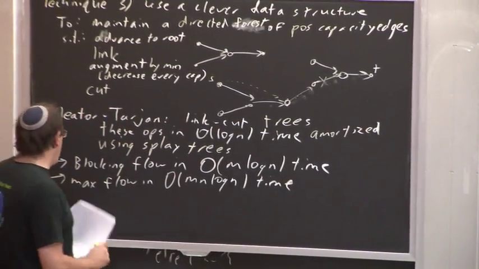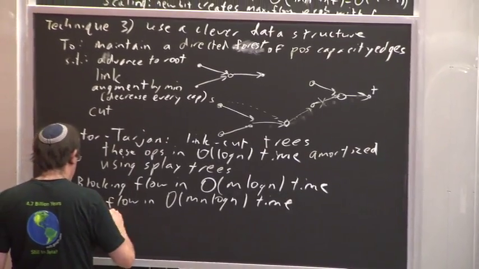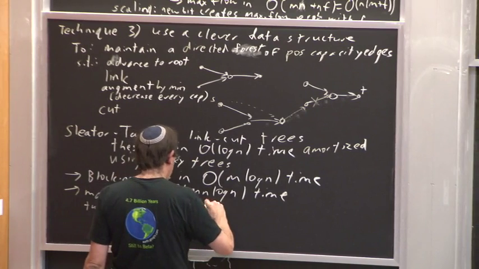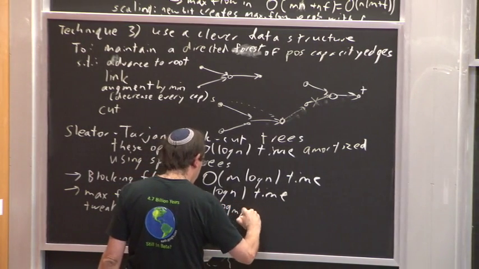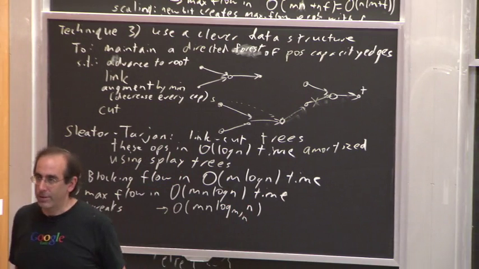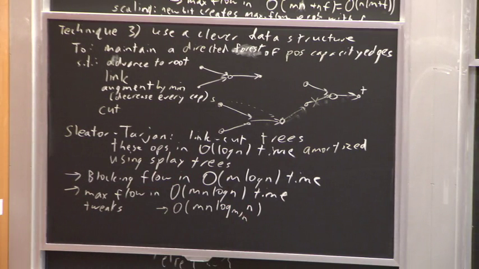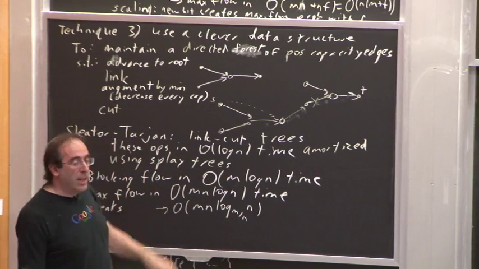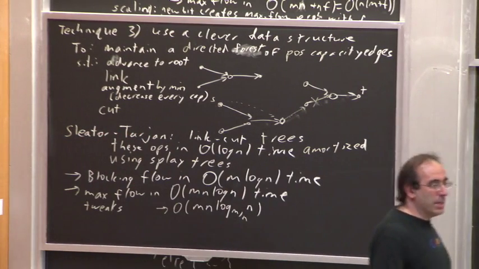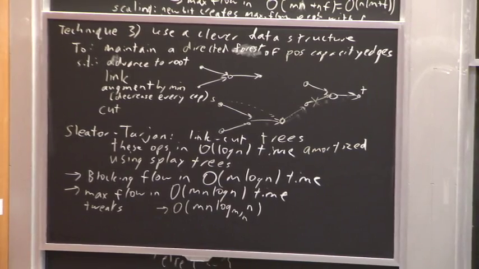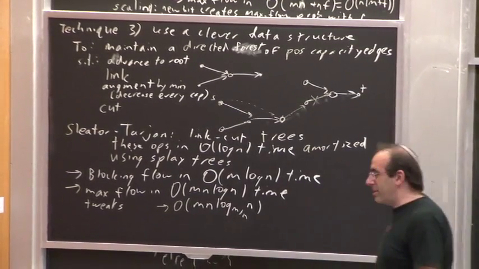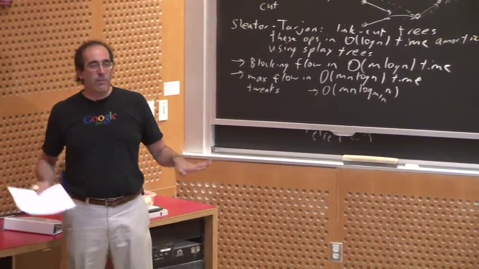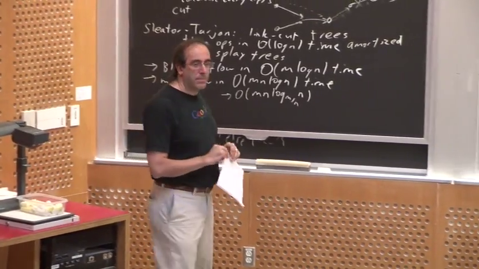So that's great. Some tweaks by Goldberg and Tarjan improved this to order mn log base m over n of n. So when m is large, this term goes away, and you're left with order mn. For a very long time, mn was it. There seemed to be this mn lower bound that we were kind of fighting, and nobody could figure out how to get past it. Okay.